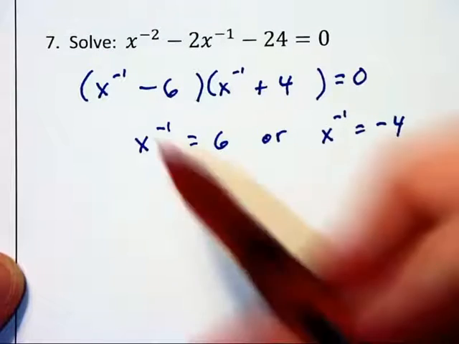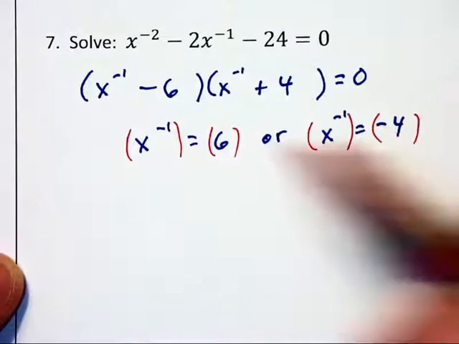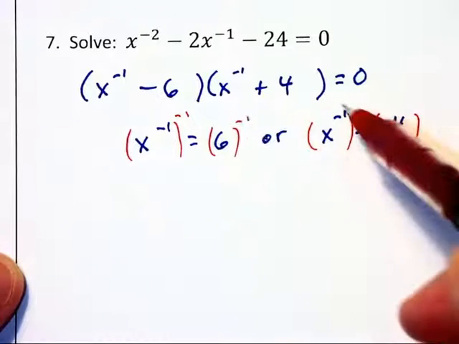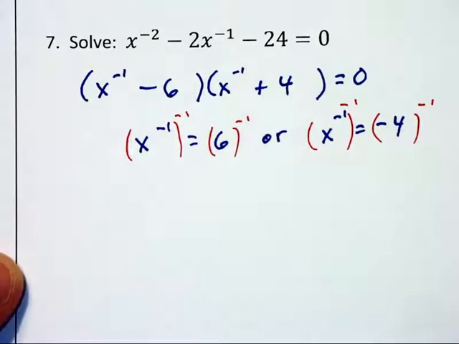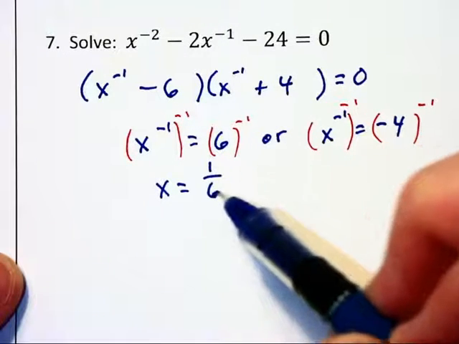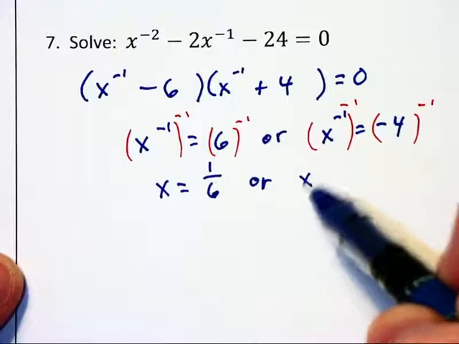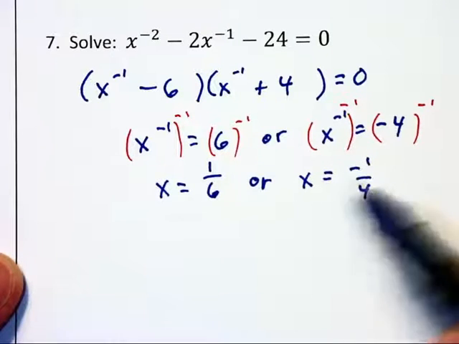And then we could clear these negative exponents by raising each side to the negative first power, and multiplying those exponents, we get positive 1 on the left. So we would get x equals 6 to the negative first, which is 1/6, or x can be negative 4 to the negative first, which will be negative 1/4.